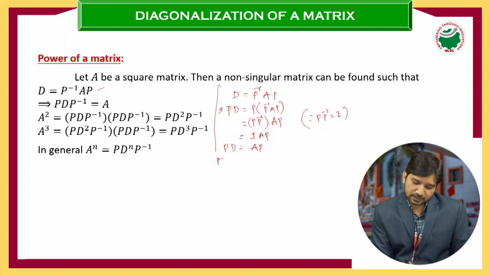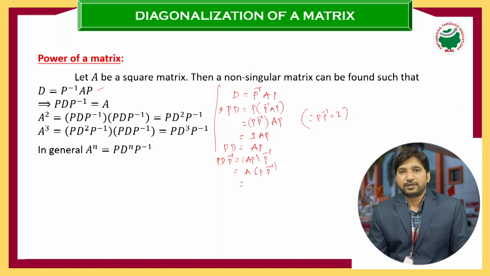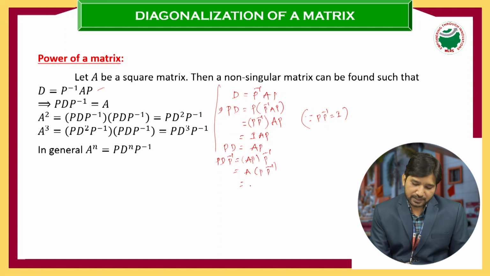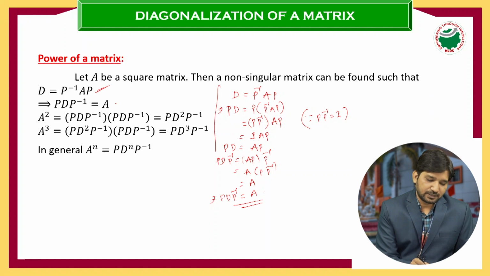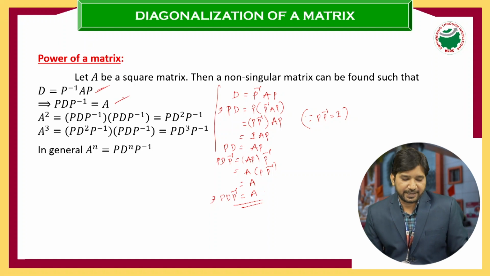We can write PD P inverse equal to AP into P inverse. So we can also write A into P into P inverse. P into P inverse is I, and I into A is A. Therefore, PD P inverse equals A. First of all, D equals P inverse AP, and by this procedure we can also write A equal to PD P inverse.